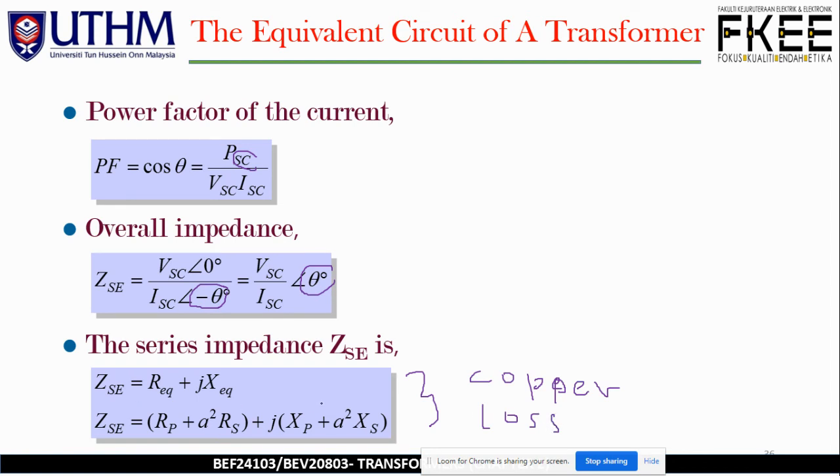And then being referred to the primary side, we have ZSE equal to REQ plus jXEQ. ZSE is actually RP plus a squared RS and jXP plus a squared XS. So nothing happened to the RP, it still remains the same, XP also. This means the transformer is currently referred to primary. And in general, the short circuit technique here is to find the values of REQ and also XEQ. All right.